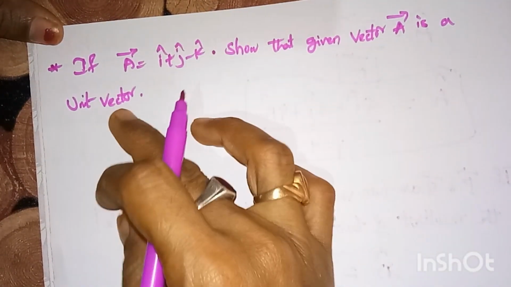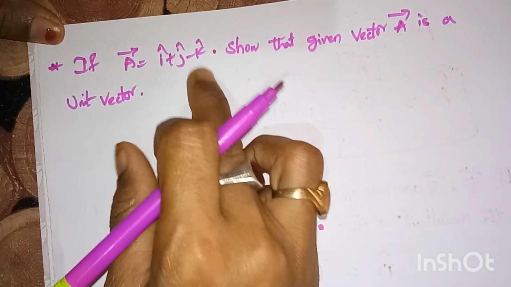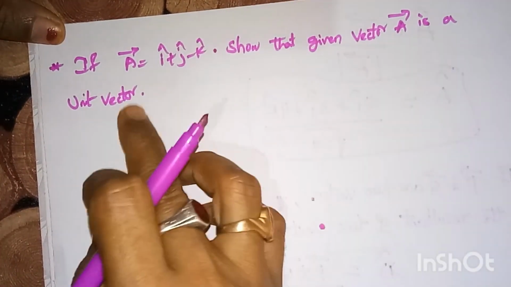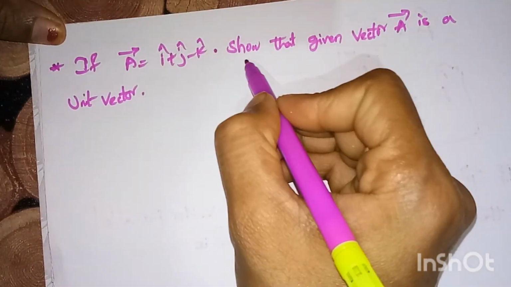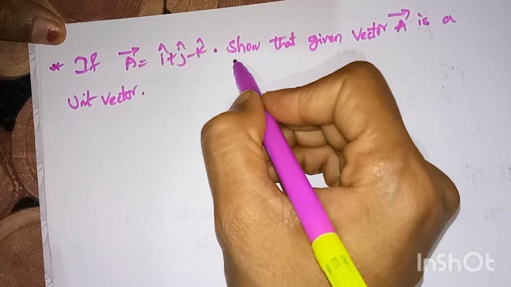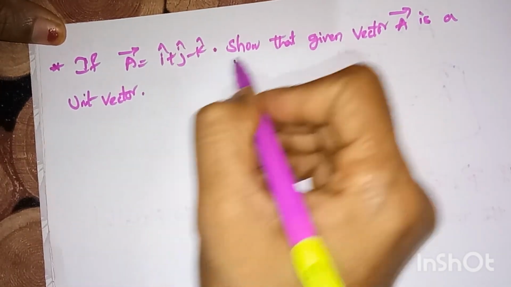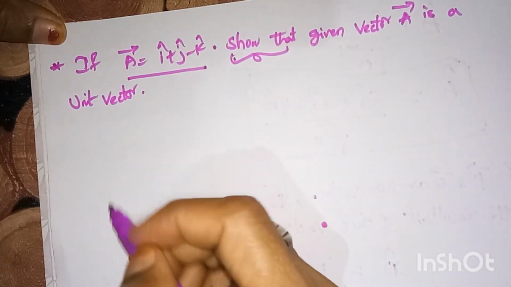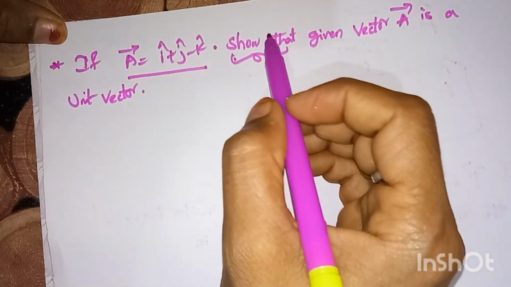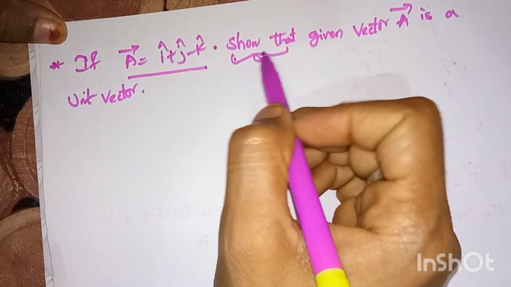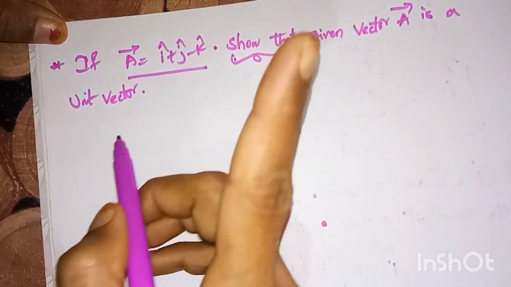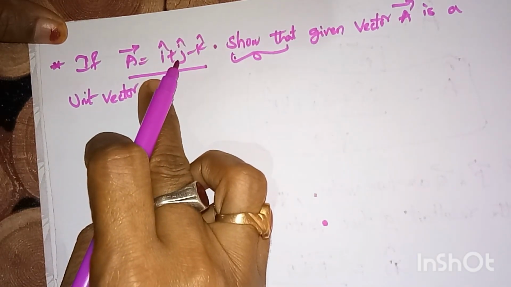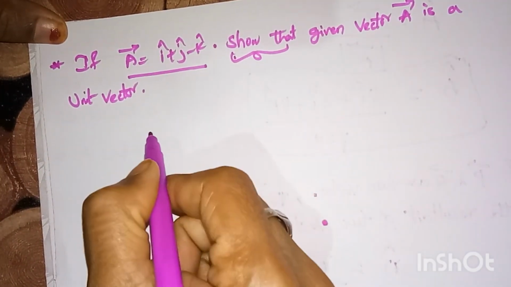Suppose A bar equals i cap plus j cap minus k cap; show that the given vector A bar is a unit vector. They said to show the given vector is a unit vector. Show that means the magnitude of the given vector should be equal to 1. If the question says show that or check, with the help of the given vector you should find the magnitude. If that magnitude is equal to 1, the given vector is a unit vector. If not, it is not a unit vector.